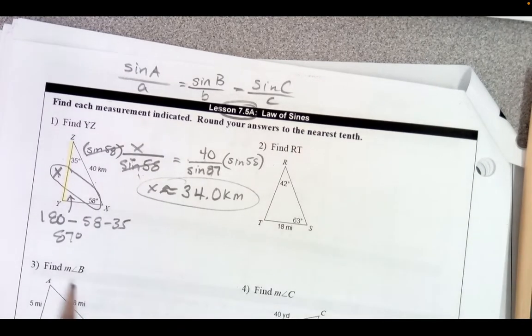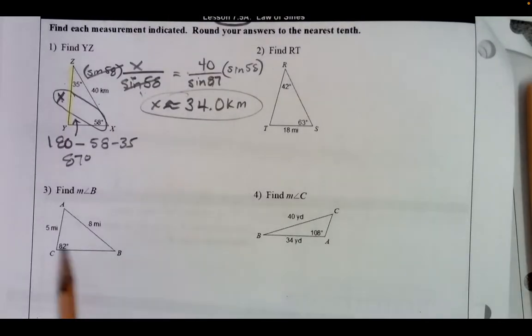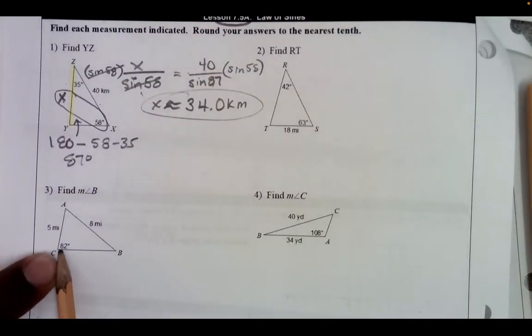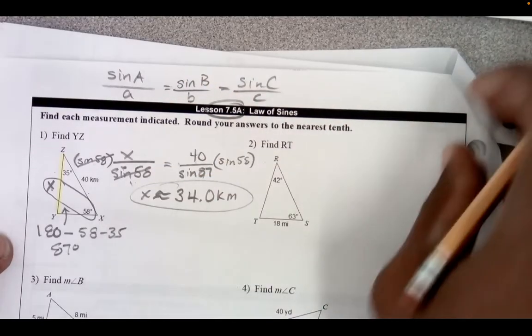Now down here, let me go over an angle problem. If I'm looking for the angle, I'm still going to use the law of sines, except I'm going to use the original formula with the sine on the top instead of on the bottom.